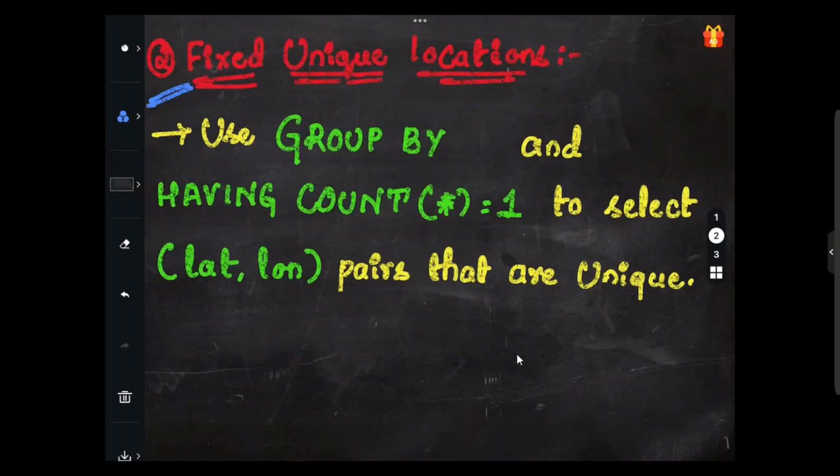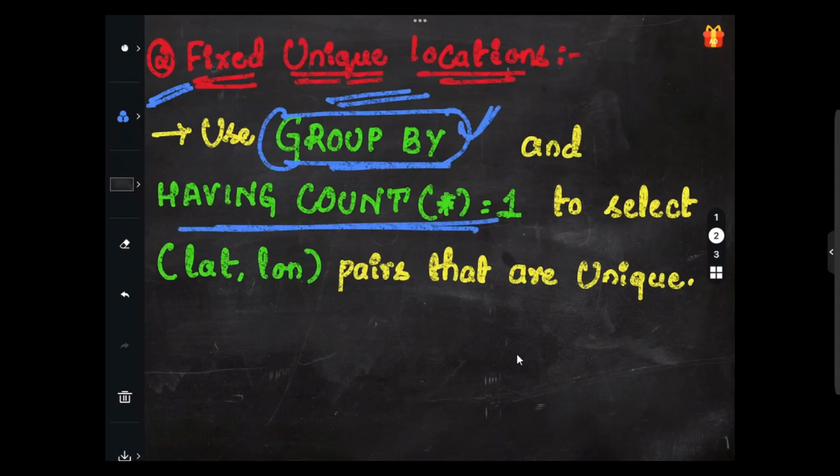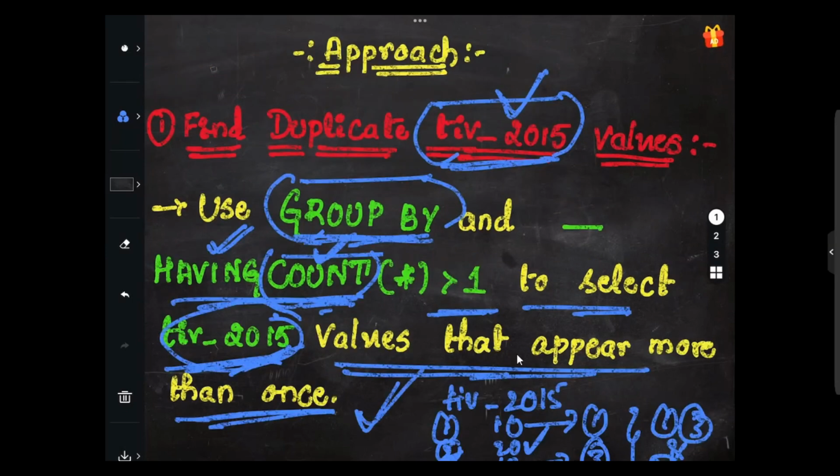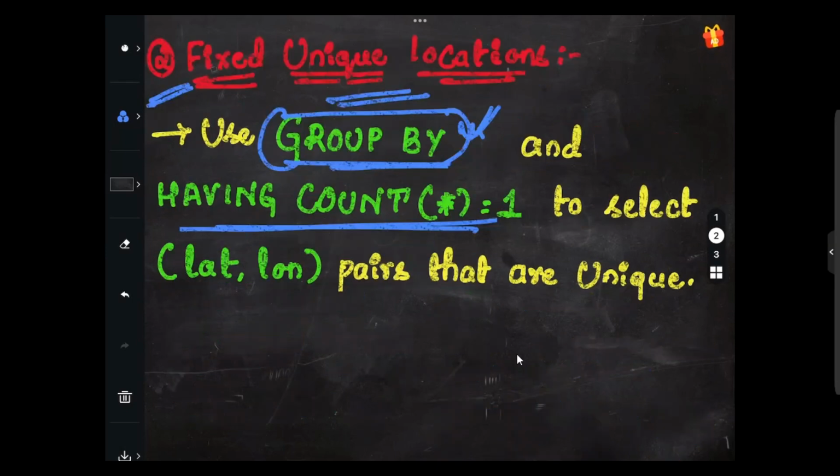Second step here, find unique locations. When I say unique locations, we will be making use of the group by keyword here, along with count, having count of star equals 1. We have already discussed this in the previous step as well. Previously we went with having count of star greater than 1, because the TIV 2015 value should be present more than once, and the only value that was present more than once was 10.